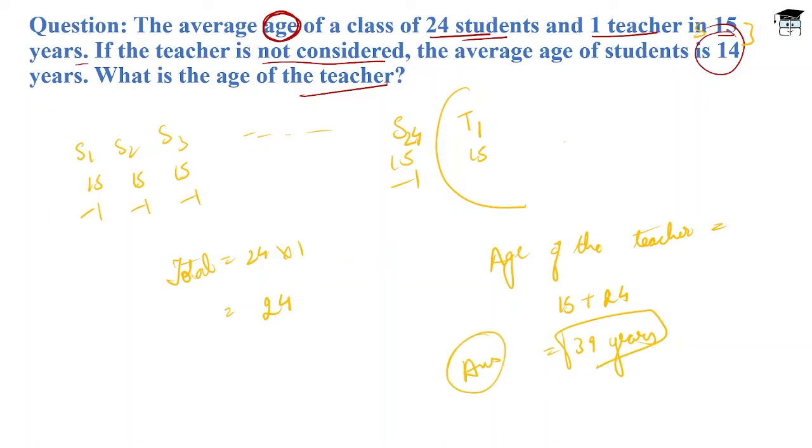Solving it mentally, it was 15, now it is 14. So with 24 students, it is decreasing by 1, right? So 24 into 1, that is 24. We'll add 24 to 15, that is 39, right? Solving it in seconds. So this is how we do this. We just have to be very careful here. If it was 15 earlier, now it is 14. So there's a difference of 1 here, right?